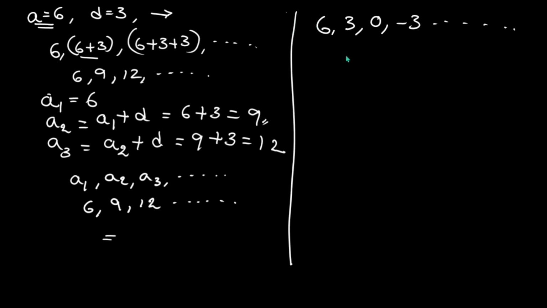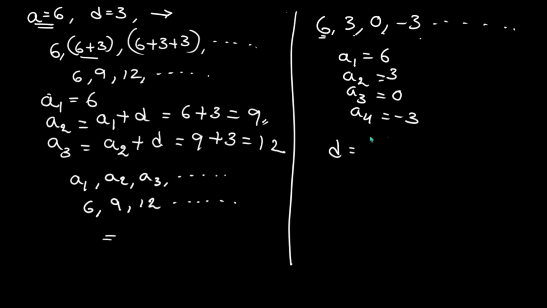What is the first term in this series? That is A1 is equal to 6. What is the second term? We call these the terms: the first term, second term, third term, fourth term, and so on. What is the second term? 3. What is the third term? 0. What is the fourth term? It is minus 3.